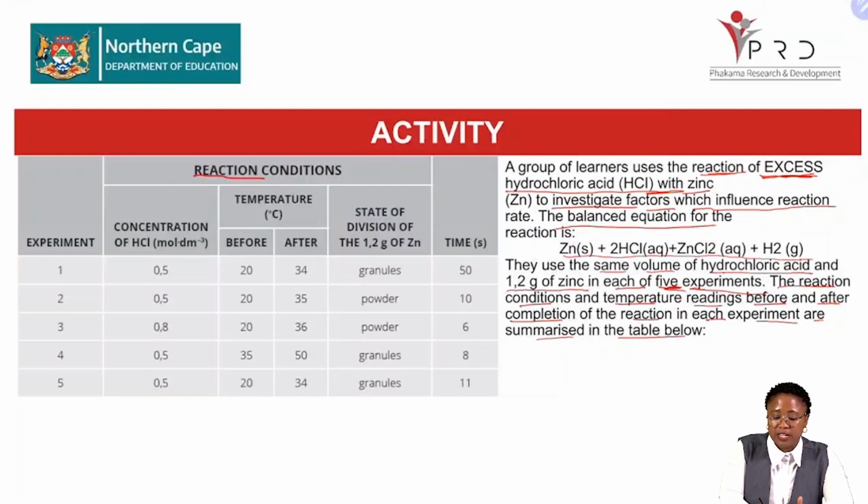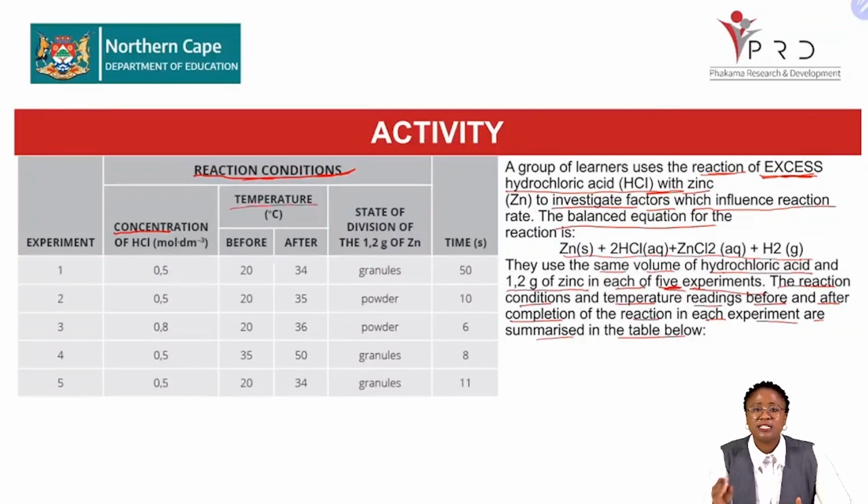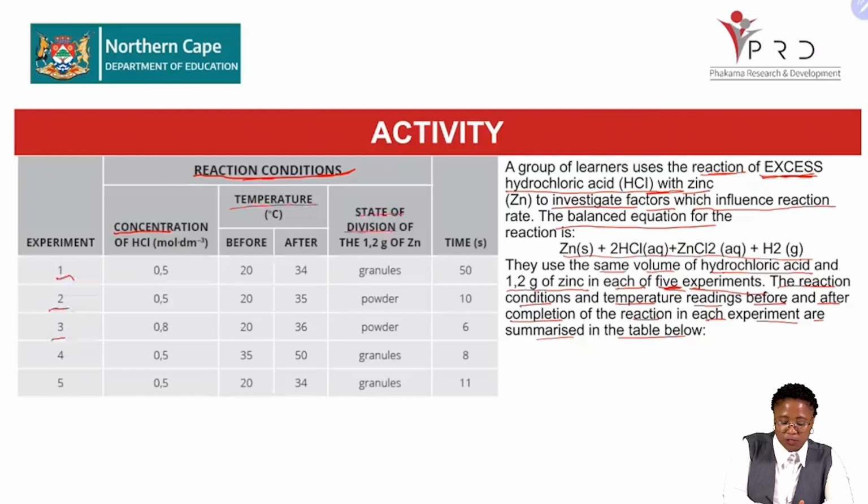Over here, I have the reaction conditions. I have concentration, and I know concentration is a factor that affects the rate of reaction. I have temperature, which is also a factor that affects the rate of reaction. I have state of division, which is the surface area. I know that state of division or surface area are also factors that affect the rate of reaction. So by just looking at the reaction conditions, I know I have 3 factors that can affect the rate of reaction.